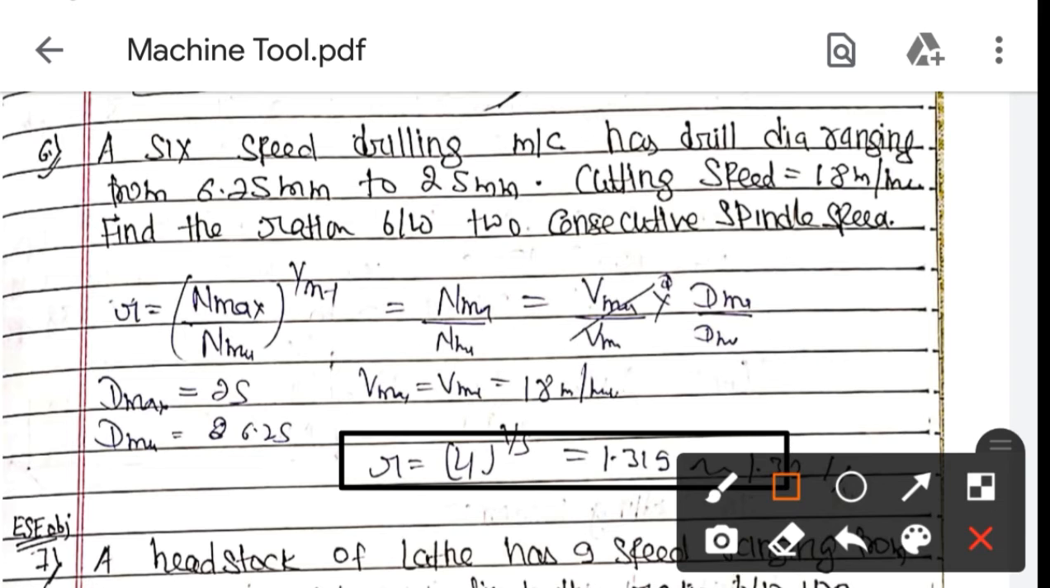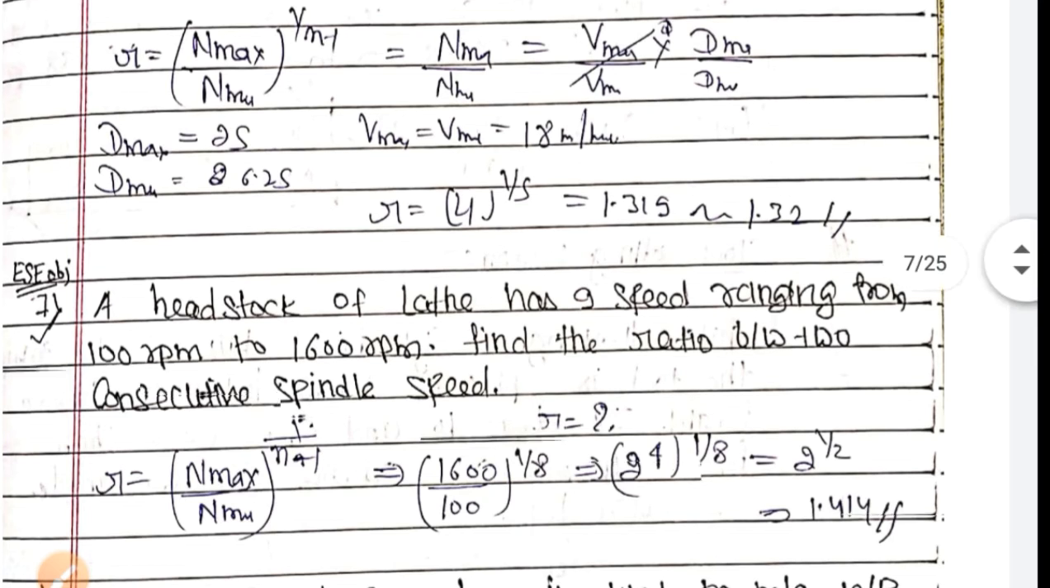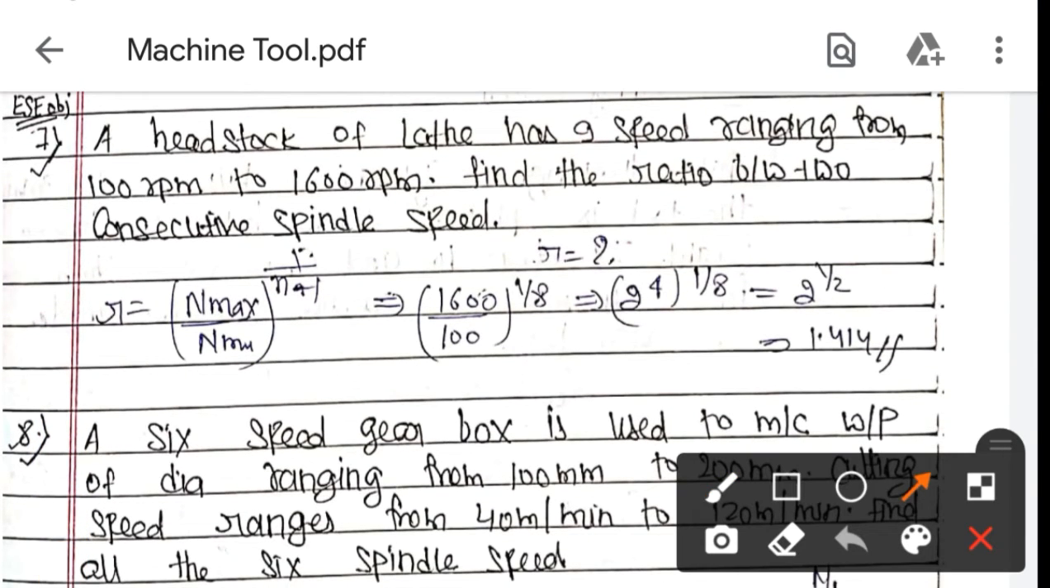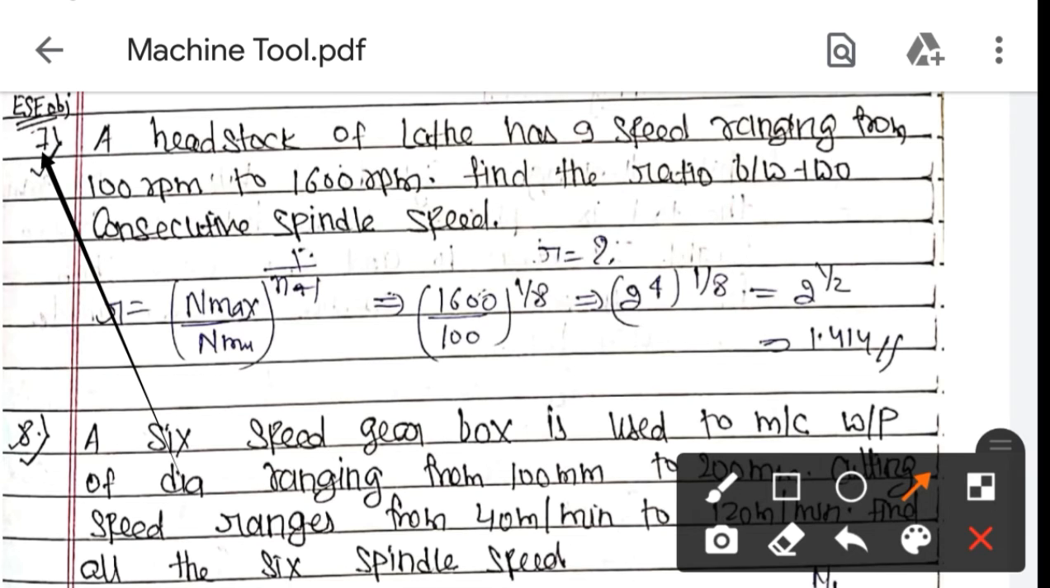So this was a very simple question. I think this question was already asked in the GATE exam, and this one was an ESE objective question. A headstock of a lathe has 9 speeds ranging from 100 rpm to 1600 rpm, meaning N minimum is 100 rpm and N max is 1600 rpm. Find the ratio between two consecutive spindle speeds, meaning we have to find r. R is equal to N max divided by N minimum, whole to the power 1 by N minus 1.